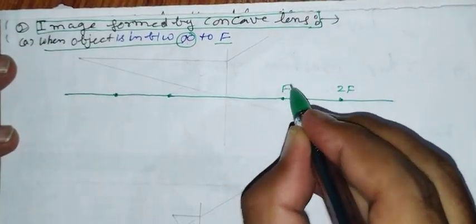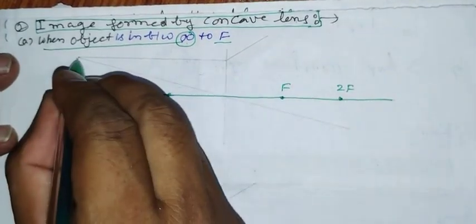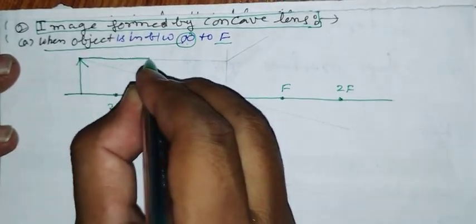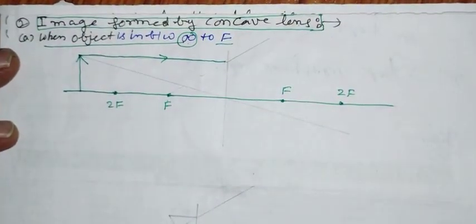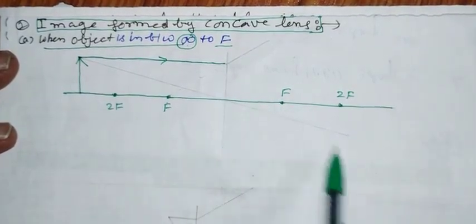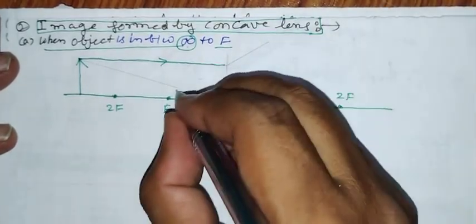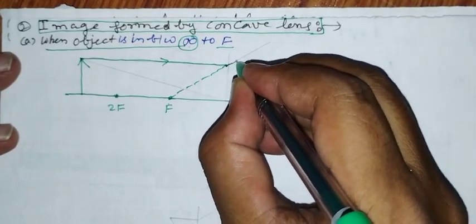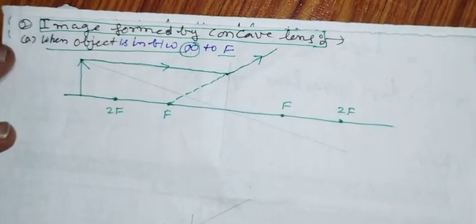2F, F, F, 2F. Here is the object. We take the first ray parallel to the principal axis, anywhere, either in a convex lens or a concave lens. In a convex lens it always passes through the focus, but in a concave lens it diverges and seems to appear to come from the focus of the concave lens. So it will go in this direction.